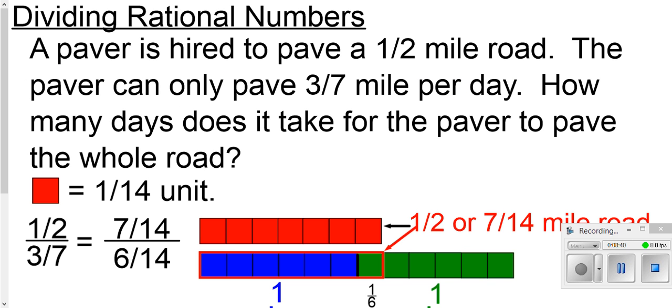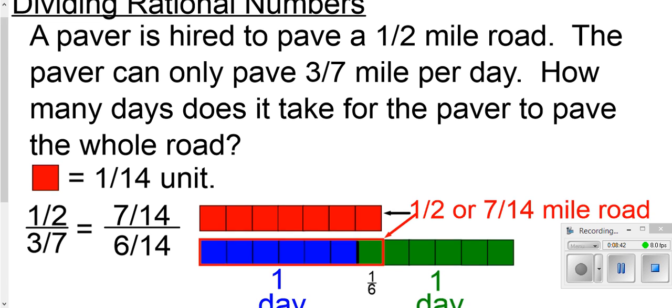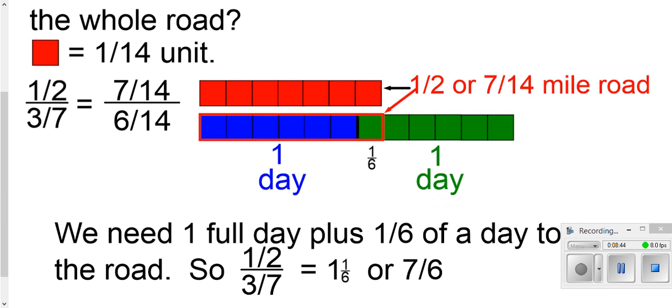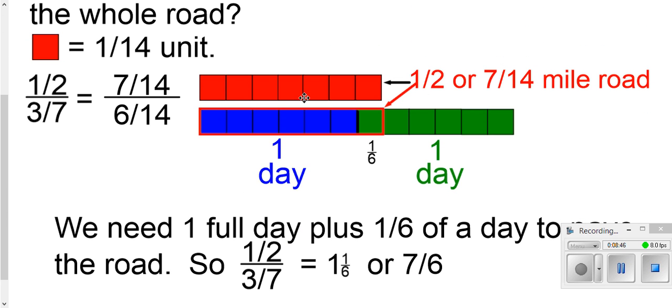Try to also do this one here. We get a common unit of 1/14. 1/2 is 7 of those 14ths. 3/7 is 6 of those 14ths. 6/14 takes us to here, which is not quite enough, so we add on a second day. We don't need all of that second day.